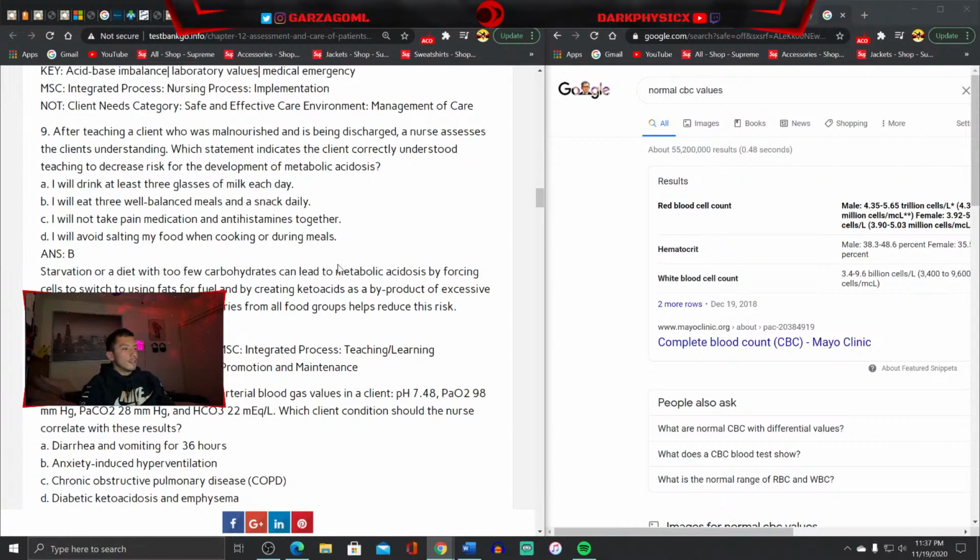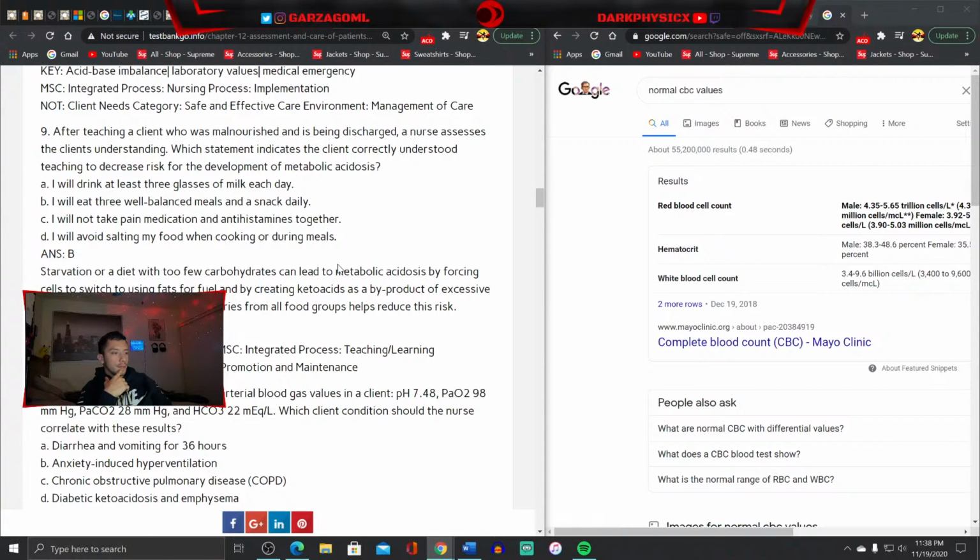Okay. Nurse evaluates the ABGs. pH is 7.48. That's alkaline. PaO2 of 98. Pretty good. CO2 of 28. That's low. So that means it's going to be alkaline. So you have pH and CO2 on the alkalosis side. And then bicarb is normal. Which condition should the nurse correlate with these results? So if pH and CO2 are both alkalotic, we're going to be talking about respiratory alkalosis.